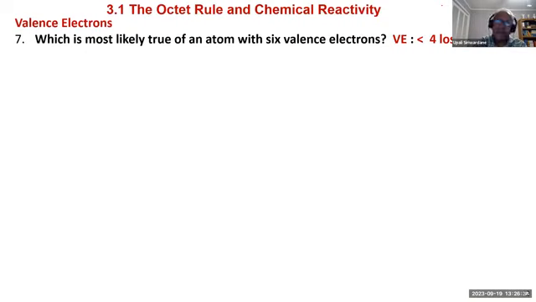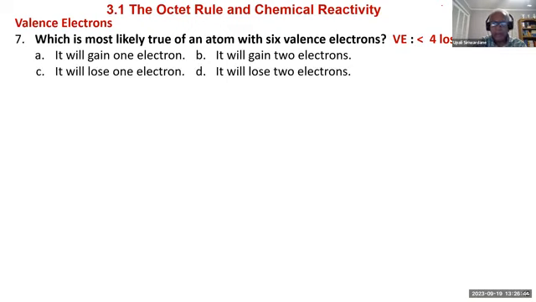Which is most likely to be true of an atom with 6 valence electrons? If an atom has 6 valence electrons, it's greater than 4. Greater than 4.